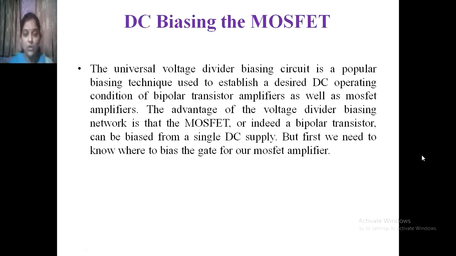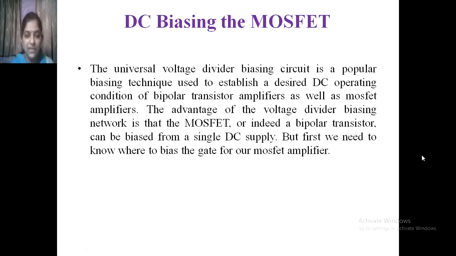The universal voltage divider biasing circuit is a popular biasing technique used to establish a desired DC operating condition of a bipolar transistor amplifier as well as the MOSFET amplifier. In the last session we covered up to this. So let us start once again with DC biasing the MOSFET.